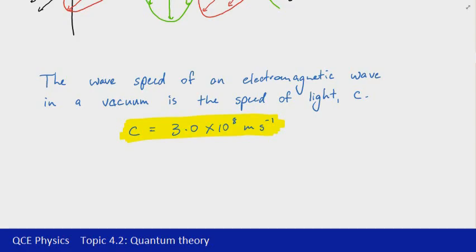In the next video, we'll have a little bit more of a look at the distribution of electromagnetic waves from particular objects known as black bodies, and that will then lead us into the particle model of light.